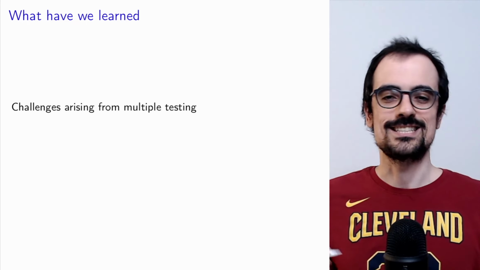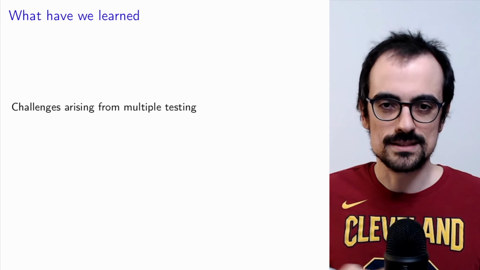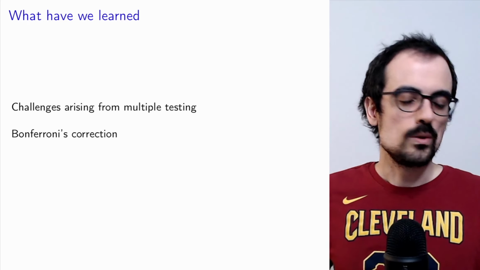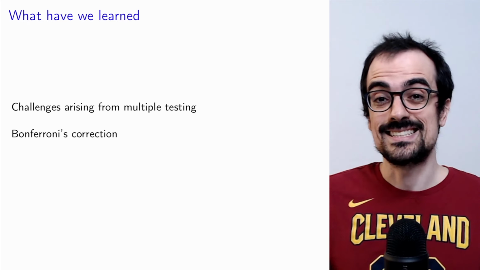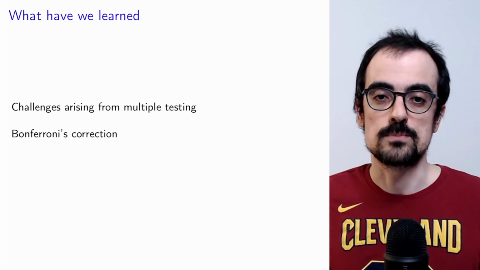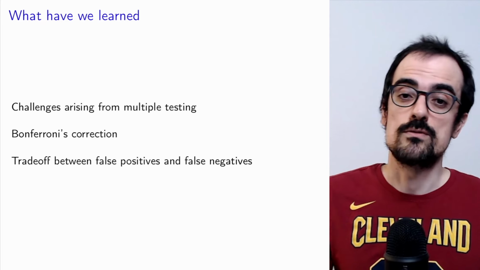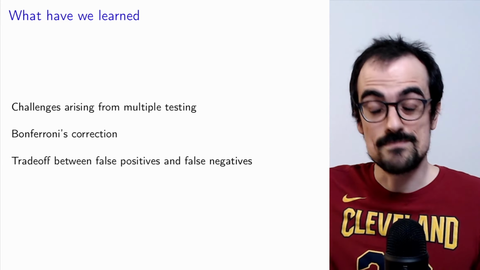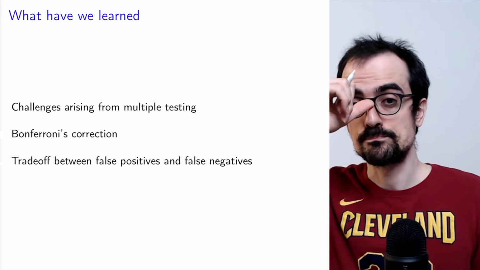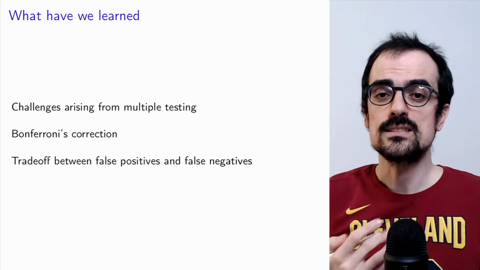Okay, so what have we learned? We have learned the challenges arising from multiple testing. We have learned about Bonferroni's correction, which still protects us from false positives in the multiple testing framework. We have learned that there is an important trade-off between false positives and false negatives. If we have many tests and we apply Bonferroni's correction, at some point we're just going to have a lot of false negatives.